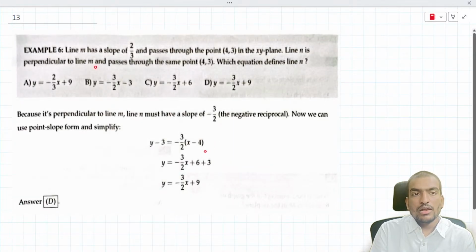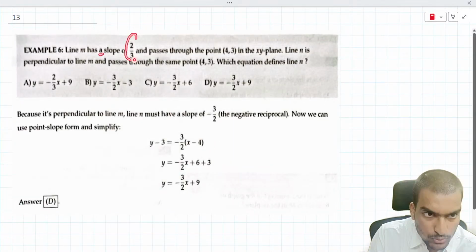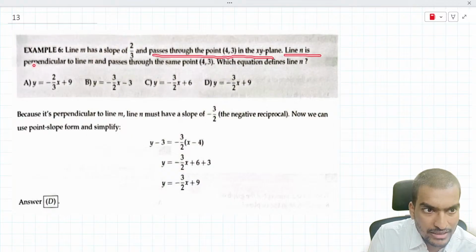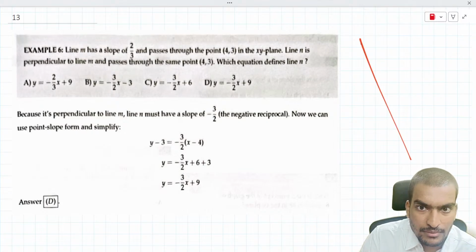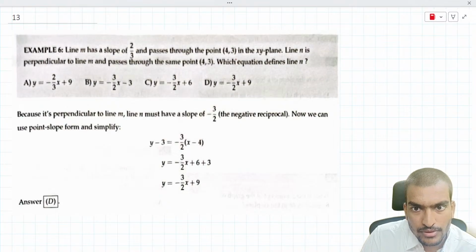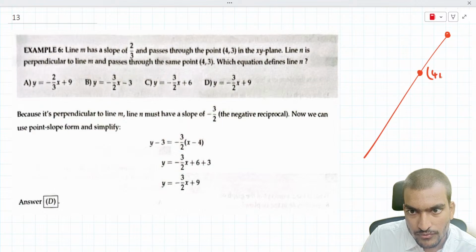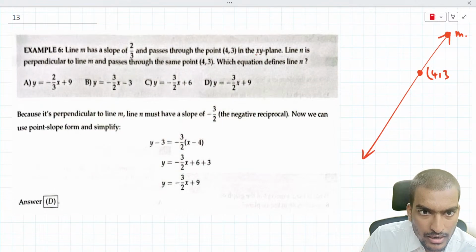Now line M has a slope 2 by 3. The given slope passes through this point in the xy plane. Let me draw this. Let's say this is line M, randomly, and it's passing through a point 4, 3.